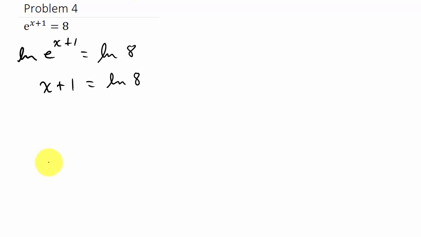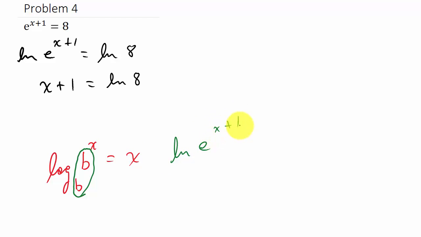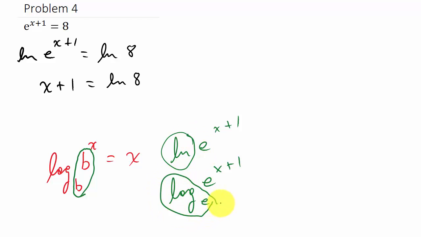If you remember, there's a property that says the log base b of b to the x is equal to x. See, if the base of the log and the base here are the same, your answer is your exponent. Okay? Now remember, the natural log of e to the x plus 1 is the same thing as log base e of e to the x plus 1. Remember, natural log means log base e. And then since those are the same, your answer is your exponent. So that's where that comes from.